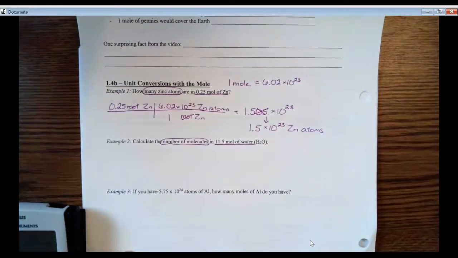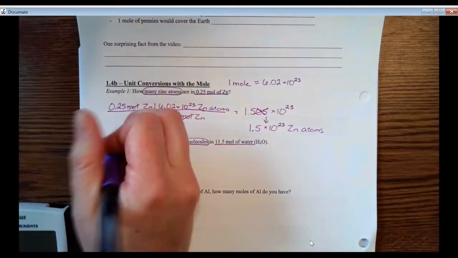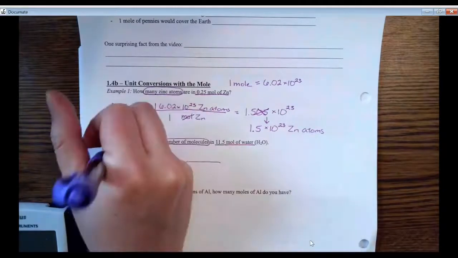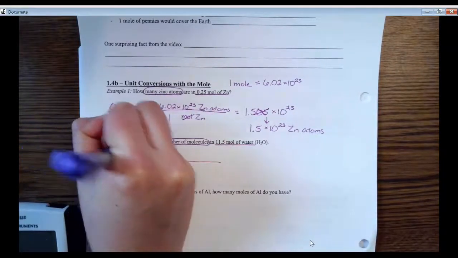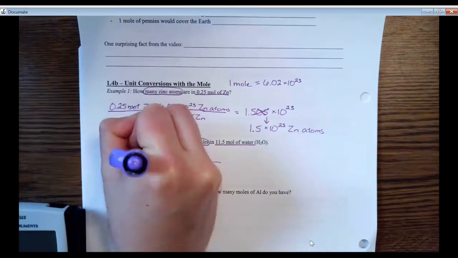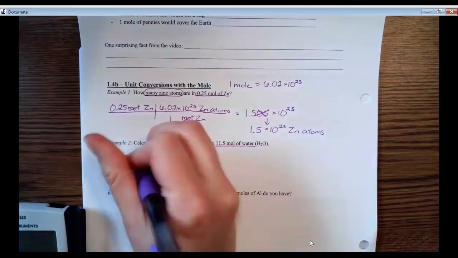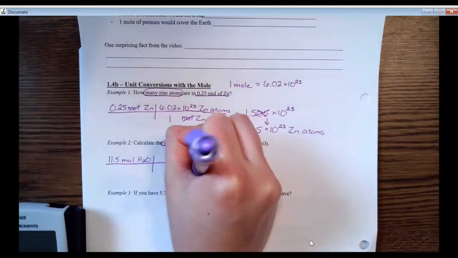So the next step, we want to set up our factor label table. Remember that given is always going to go in the first box. So 11.5 moles of water, H2O. And if I have moles up top, I need moles on the bottom.